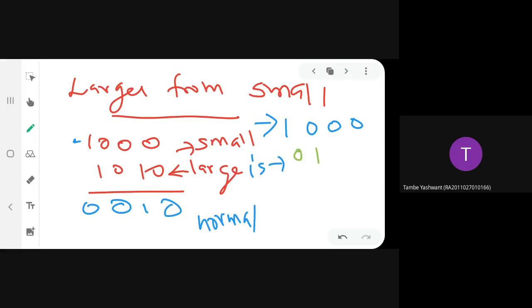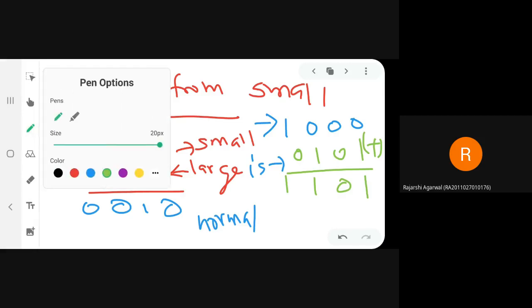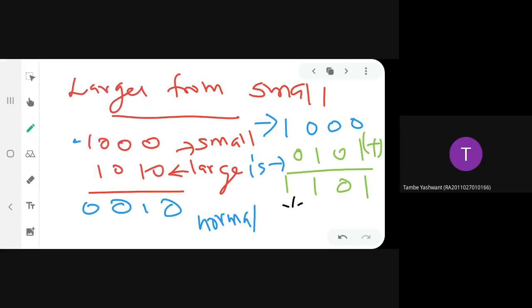So 0101. Then again you need to do addition, not subtraction. So 0 plus 1 is 1. 0, 1101. Now the next operation that you need to do is take the one's complement of the answer and change the sign. So what is the one's complement of the answer? 0010. You take the complement of the result.